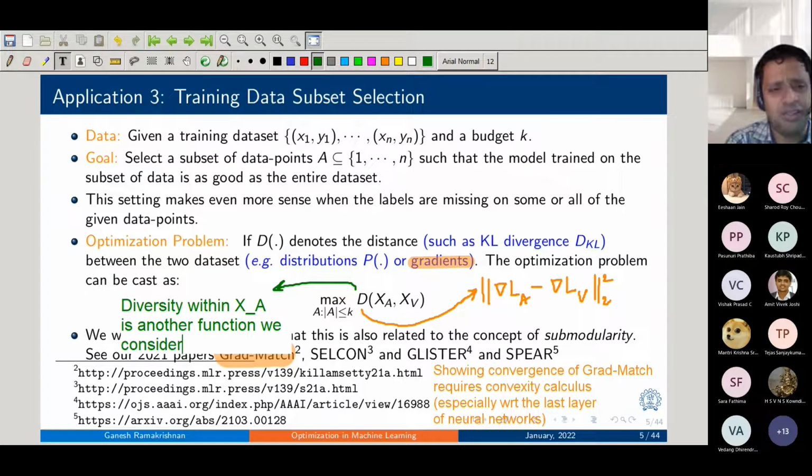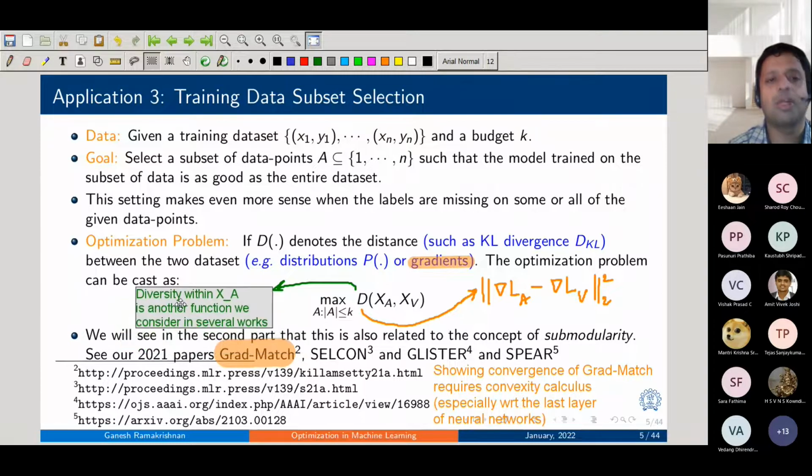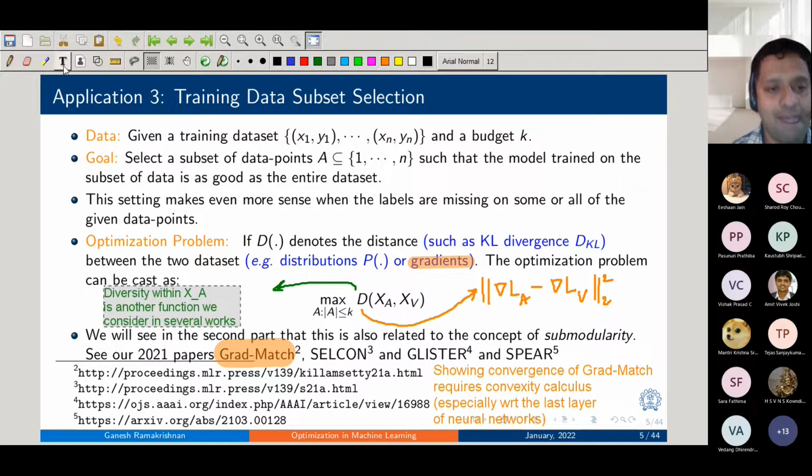In fact, we consider this in several works. So the diversity in XA should be equal to the diversity in XV, so that we can equate those distributions. Very good point. So diversity within XA, possibly with respect to XV, right? That's what you're saying. Yes, kind of.